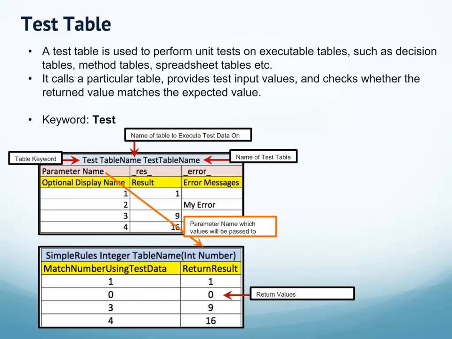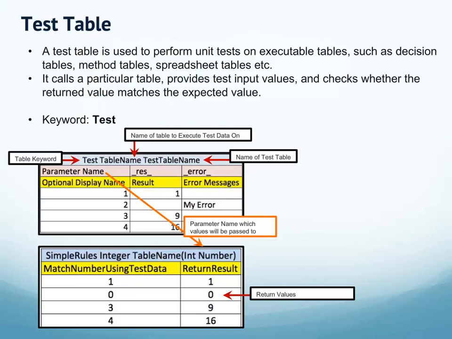So let's take a look at an example. This first one, we see the keyword test. Then we use the name of the table to execute. Down below, I've actually shown you that table, and it's a simple rules table that we're going to execute using the values in this test table.